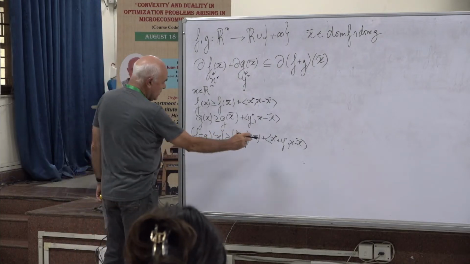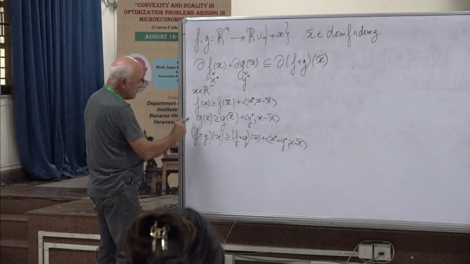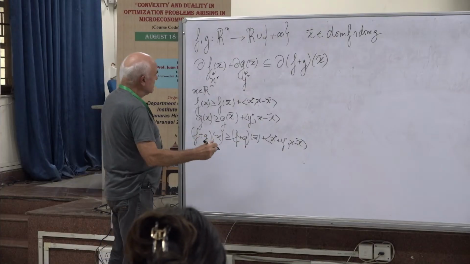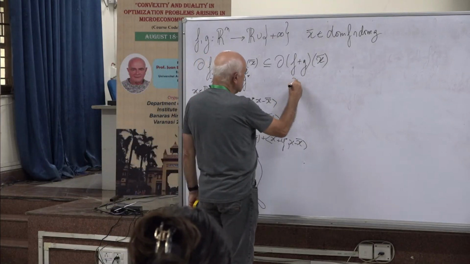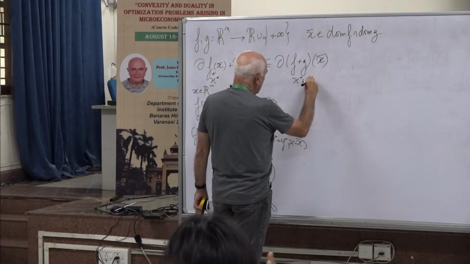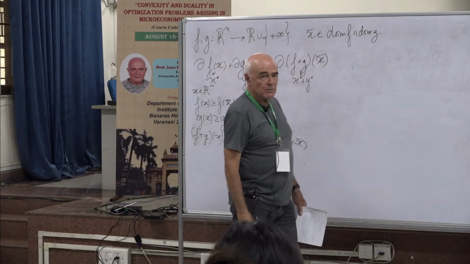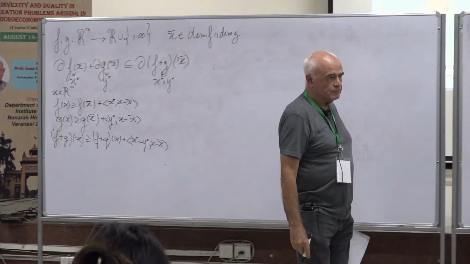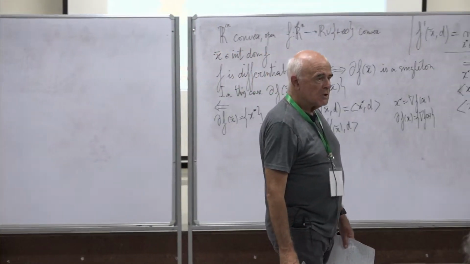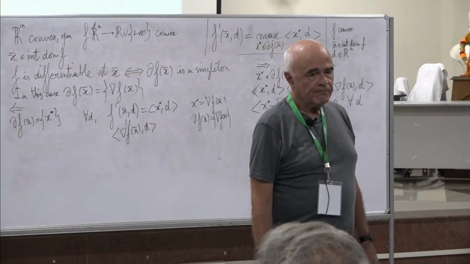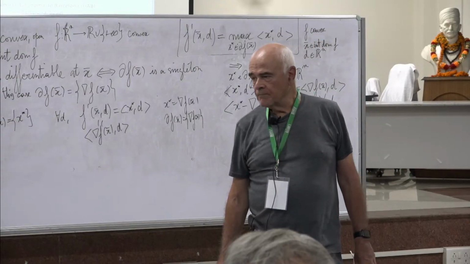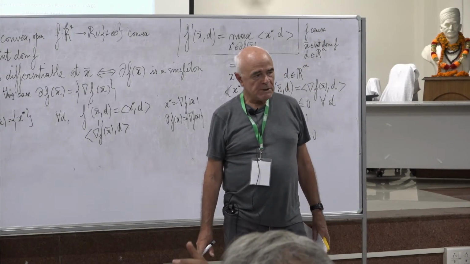So this inequality, because it holds for every x, is telling us that x star plus y star belongs here, so this inclusion is true. What about the opposite inclusion? Is it true? Often, but not always.